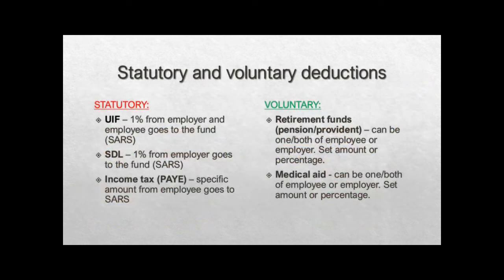Then you've got two types of deductions. You've got statutory and voluntary deductions. Your statutory is your UIF, which is 1% contributed by your employer, 1% contributed by the employee. Your SDL, 1% is contributed by the employer on top of your normal salary to SARS. Then your pay as you earn is a specific amount that is deducted from your employee's salary. Now that you don't need to calculate, they will give you the values.